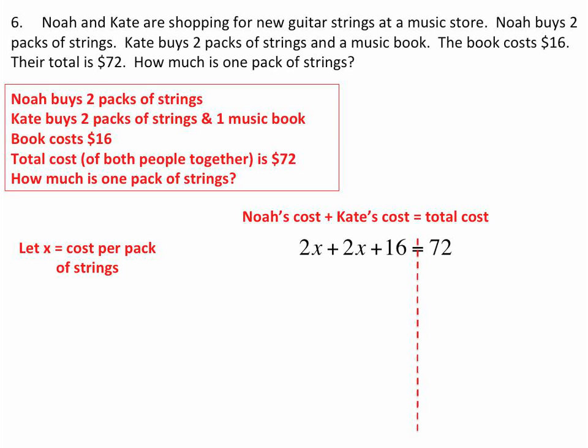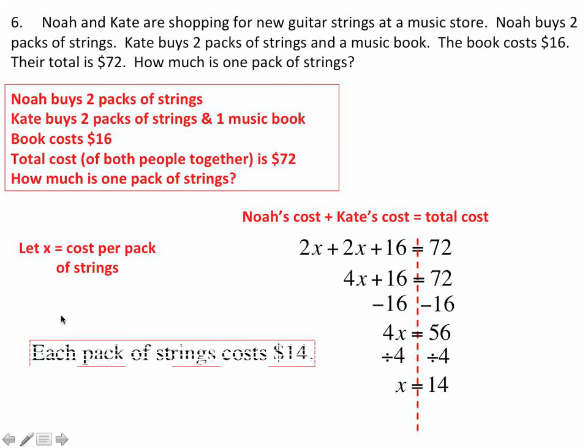Combine your like terms, subtract your 16s, divide by the 4, and X is 14. Remember what 14 stands for? It is the cost per pack of strings. So to make sure we answer the question, each pack of strings costs $14.